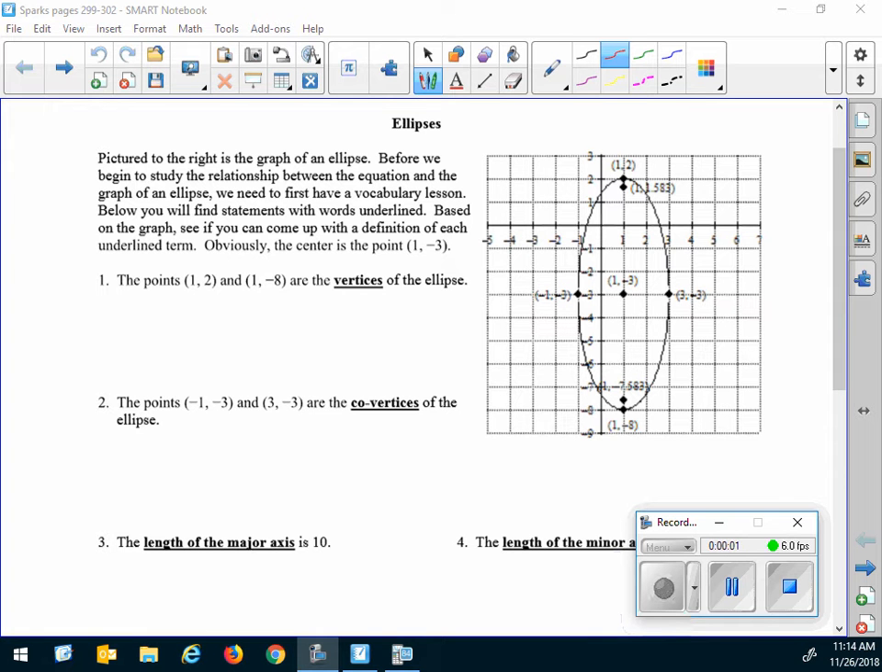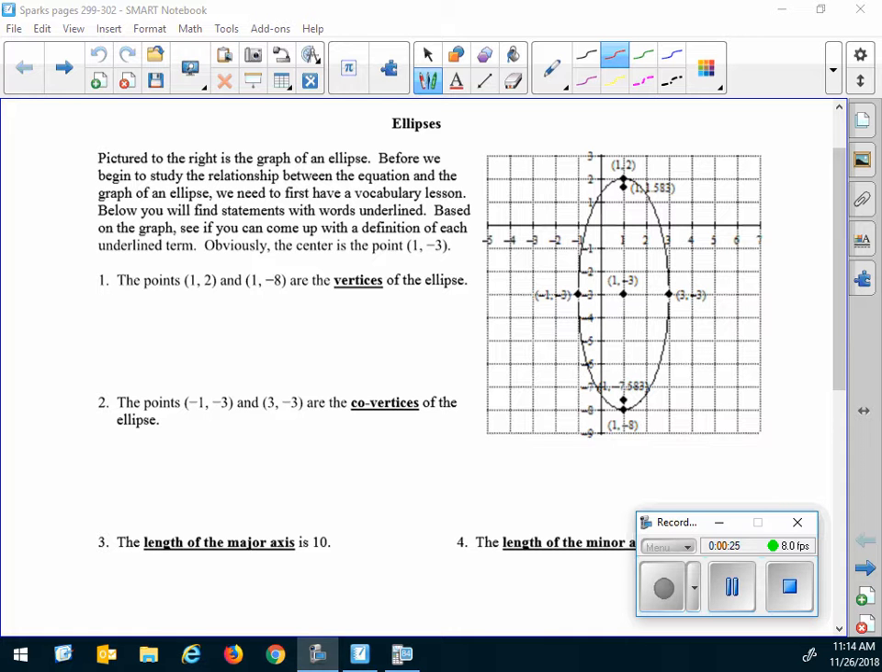With me. All right, ellipses. You know that ellipses are common in the world because the Earth goes around the sun in an elliptical pattern. All the planets go around the sun in an elliptical pattern, not circles. Okay. Picture to the right is the graph of an ellipse.